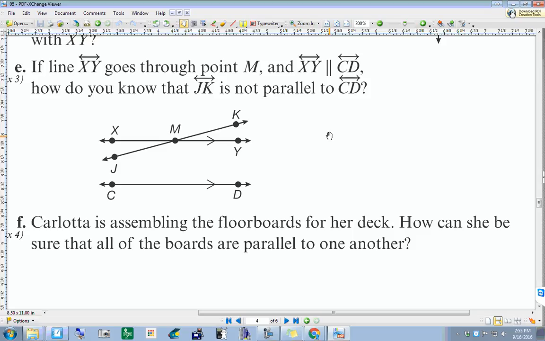How do I know that JK is not parallel to CD? Looks don't cut it. There has to be a rule. There has to be a reason. Ooh. Okay, what's never mind? Never mind. Okay, so you're phoning a friend, so you're going to go with Cameron.